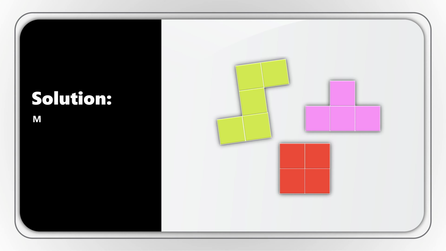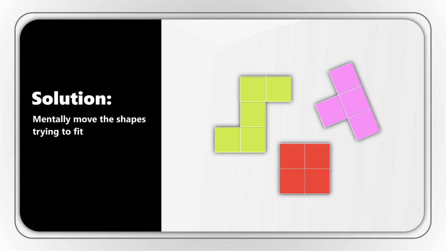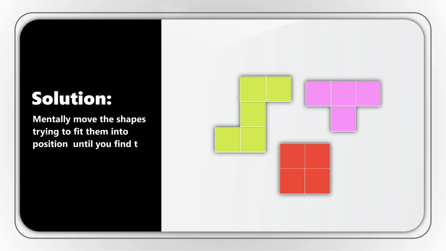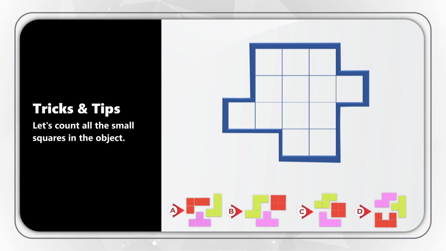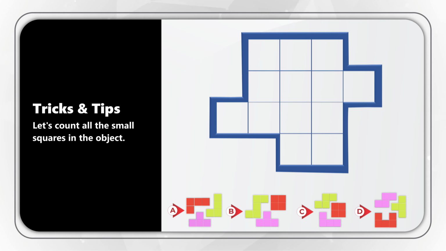Obviously, the trick is to mentally move the shapes, trying to fit them into position until you find the correct answer. And it's hard to do it during the test. Let me show you one little trick here, how you can eliminate some of the answers. Let's look closely onto the target object. If we count all the small squares, we get to the 13 squares.